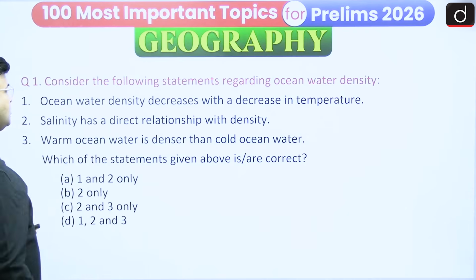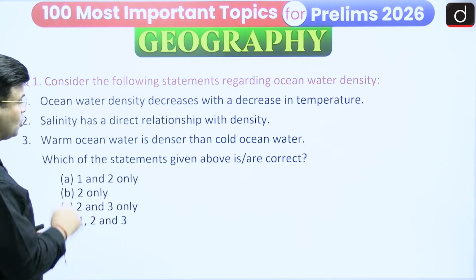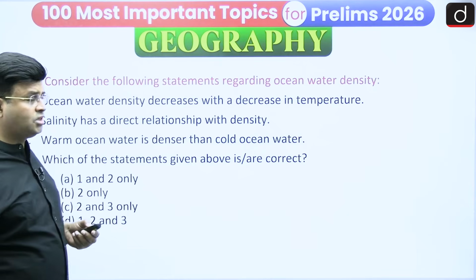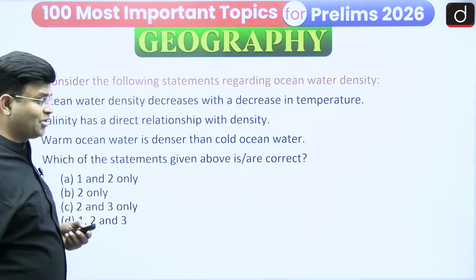Now consider the following statement regarding ocean water density. Ocean water density decreases with decrease in temperature. It is talking about ocean water density decreasing with decrease in temperature. Whether it is right or wrong, we have to say.